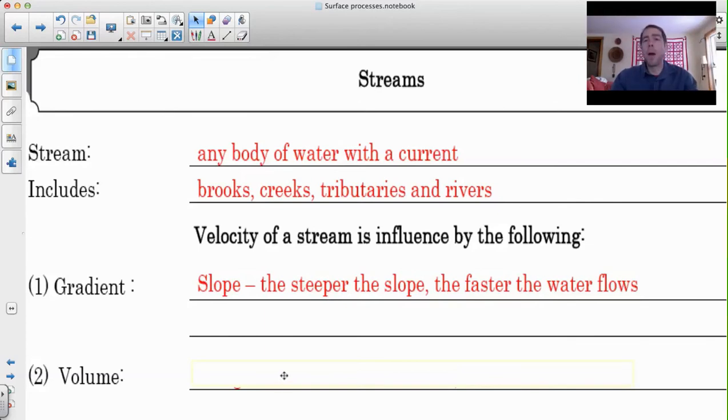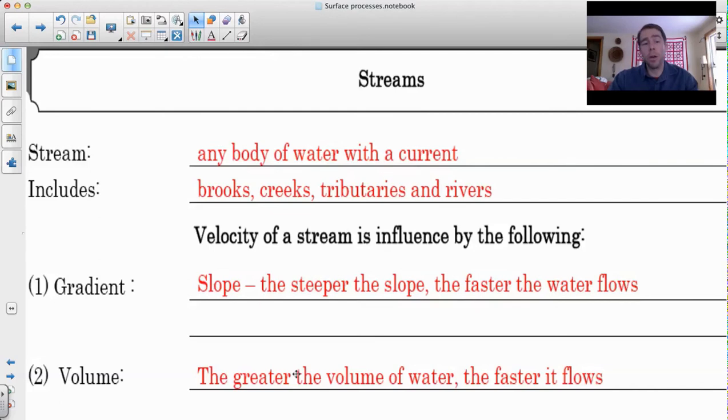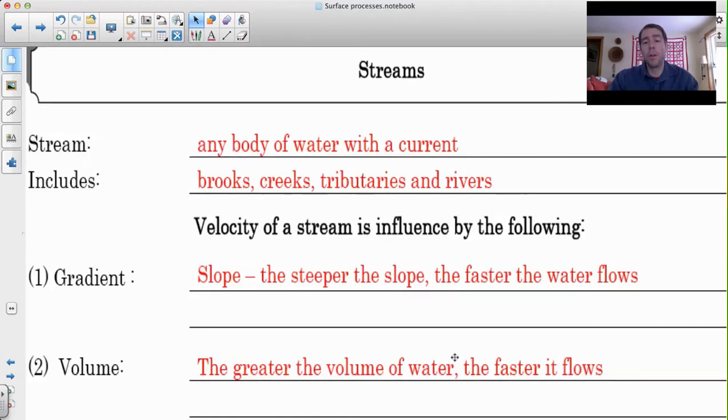And imagine that you have a stream that has just a trickle of water, and then you have one that has a lot more water. The one that has a lot more water is going to be moving faster. That's called the discharge, or the volume of the water. So another word for the volume is discharge.